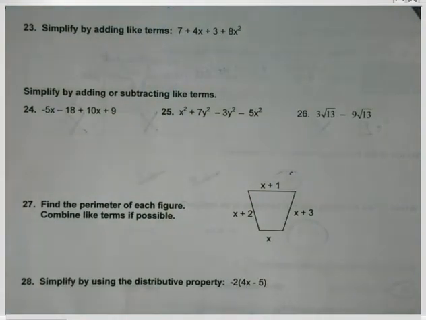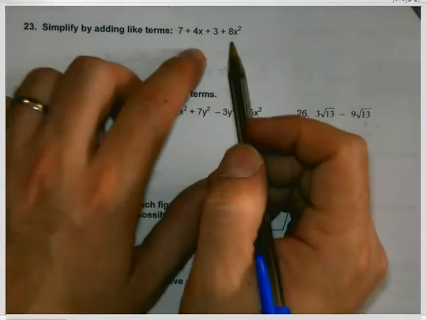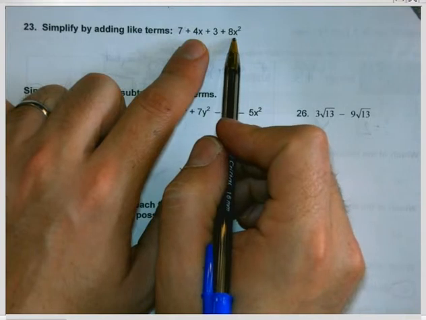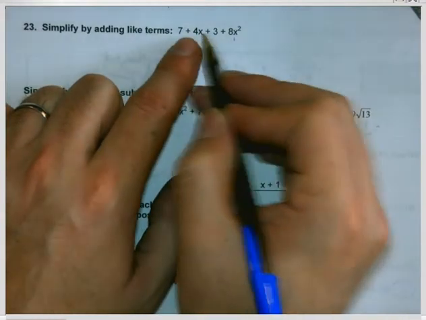Simplify by adding like terms. So I can put together 4x and 8x squared and call it 12x to the third, right? No. No. Okay? These are different.